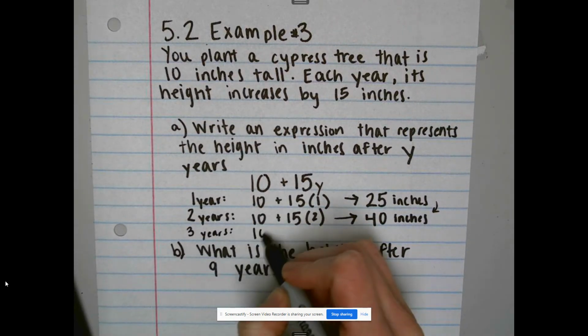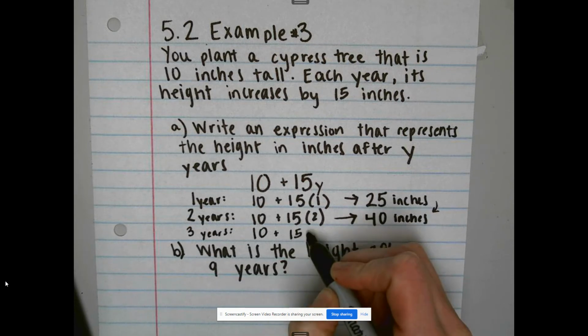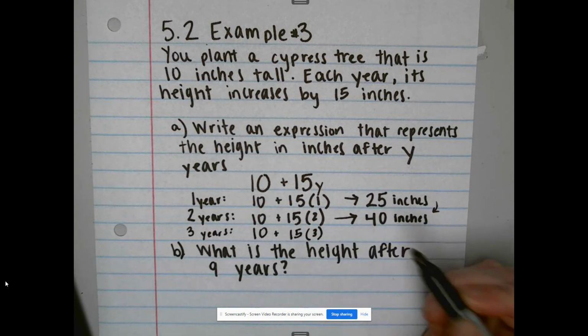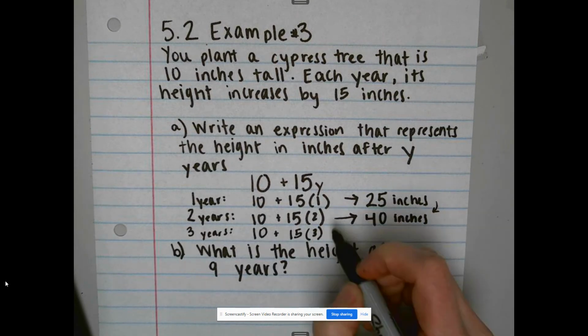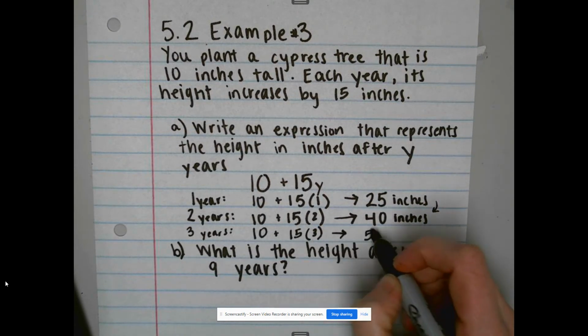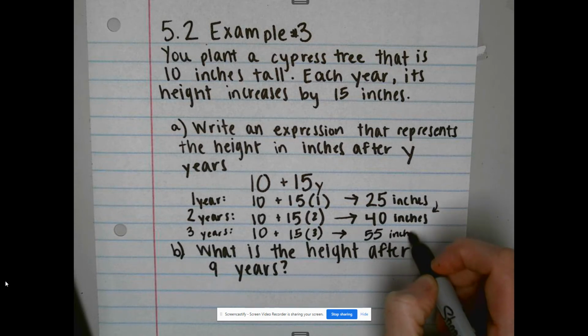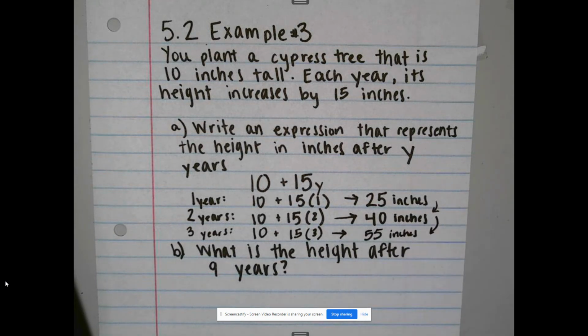Let's try 3 years, just to make sure we have this down. We start with our original 10, and then we add 15 times 3. And we have to remember our PEMDAS rules. So it's not 10 plus 15 times 3. We always start with our multiplication. 15 times 3, that's 45, plus 10 is 55. And that would be 55 inches. Did it increase 15 inches from year 2 to 3? It did.